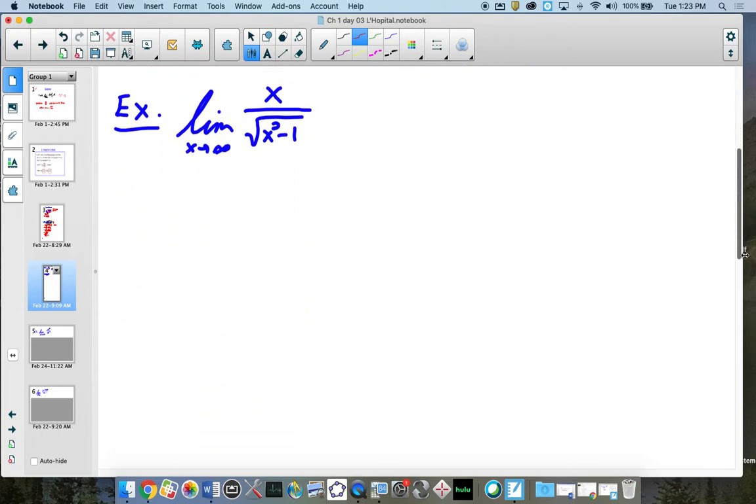This is probably my favorite. So once again, limit as x goes to infinity, numerator and denominator are both going to infinity. So L'Hopital's rule applies. So let's take the limit as x approaches infinity. The derivative of the top is 1. Now, what's the derivative of the bottom? Let's write this over here on the side.